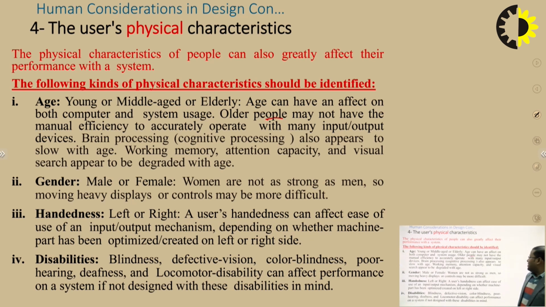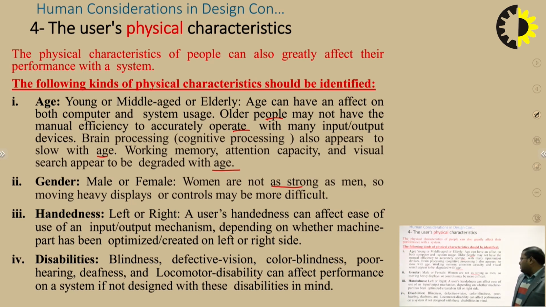Older people may not have the manual efficiency to accurately operate many input-output devices. Brain processing also appears to slow with age. Working memory, attention capacity, and visual search appear to be degraded with age. If age is high, then these qualities will be reduced. Gender: generally, women are not as strong as men, so moving a heavy display or control may be more difficult for women as compared to men.